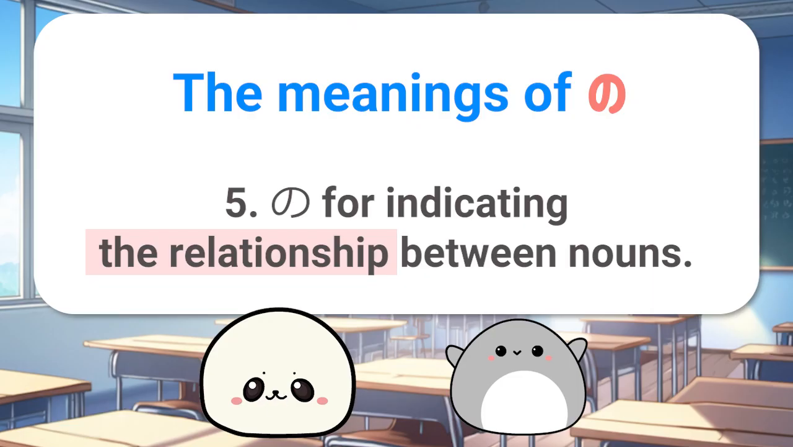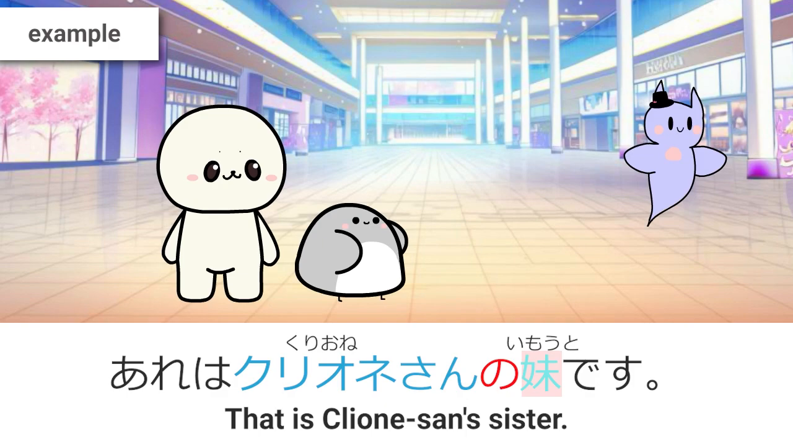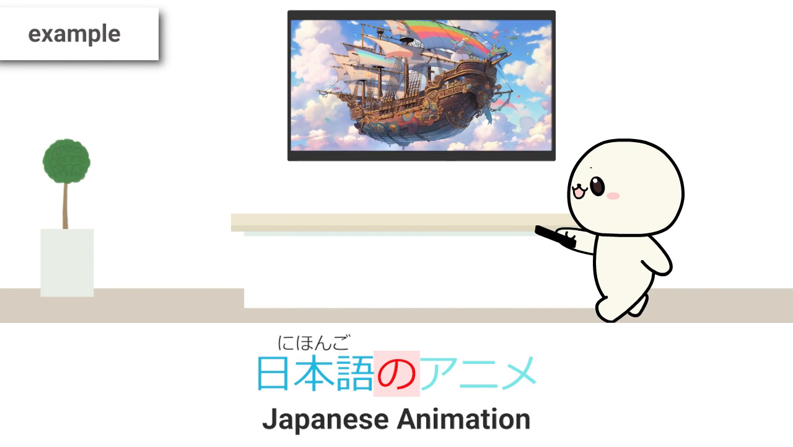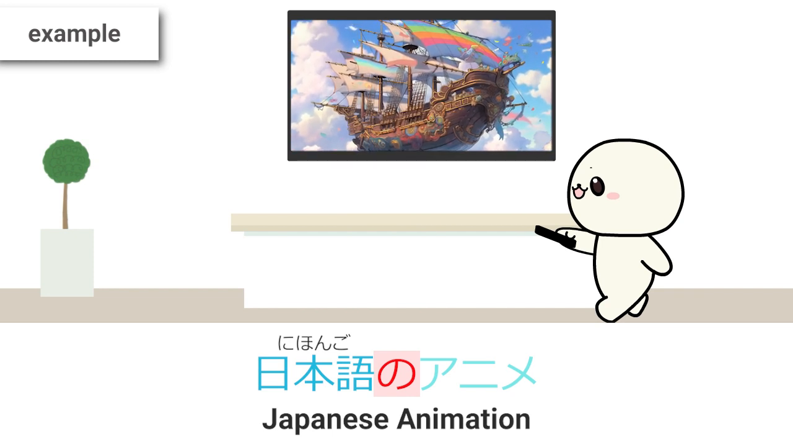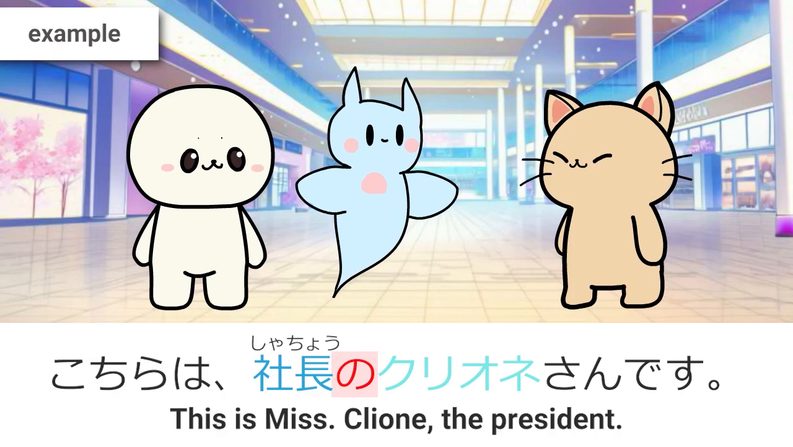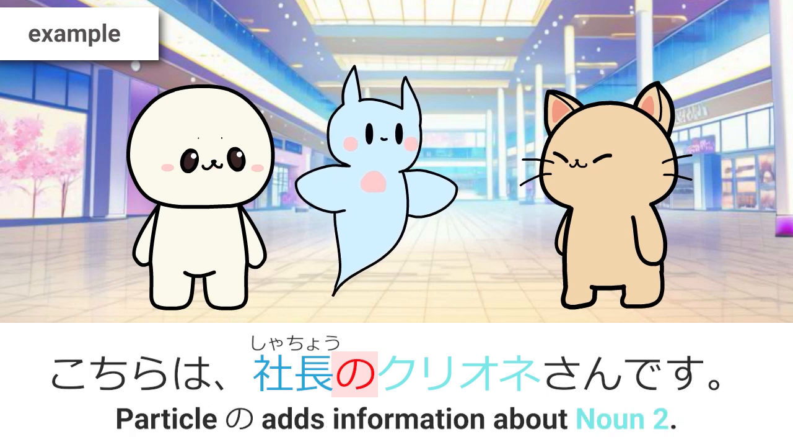Number 5. No for indicating the relationship between nouns. あれはクリオネさんの妹です。Number 6. No for explaining that noun 2 is in the category of noun 1. 日本語のアニメ。Lastly, number 7. No for showing the attribute of noun 2. こちらは社長のクリオネさんです。Particle no adds information about noun 2.